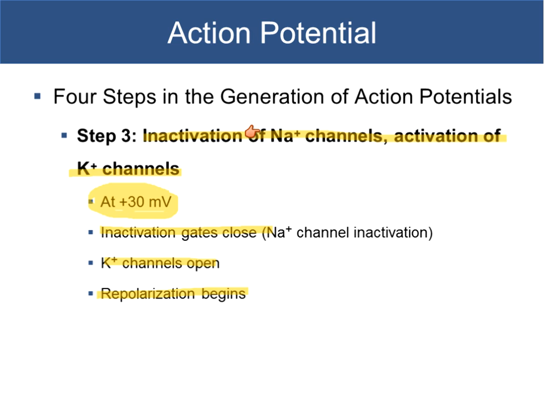Once we get to plus 30 millivolts, a couple of things are going to happen. Sodium channels become inactivated, and potassium channels are going to become activated. So we're going to close the sodium channels. We don't want any more sodium coming in because we want to repolarize. We want to come back down. But in order to do that, we got to kick out some potassium. So potassium channels open up, repolarization begins.